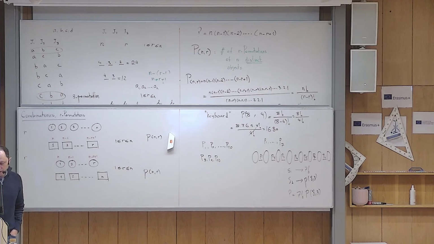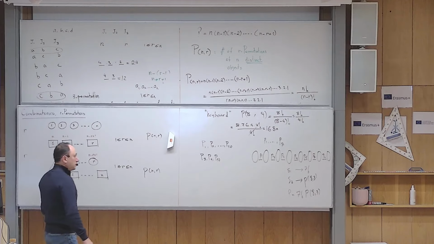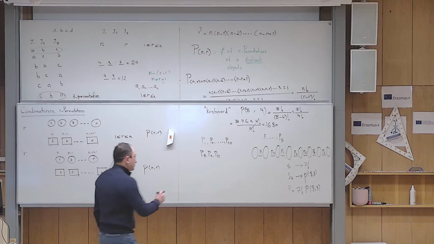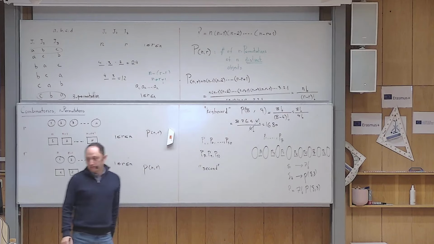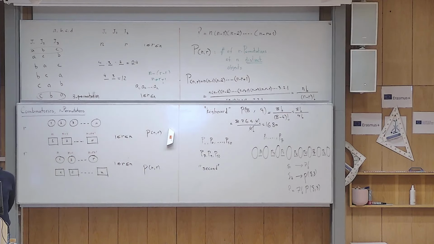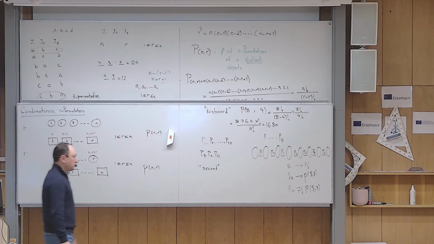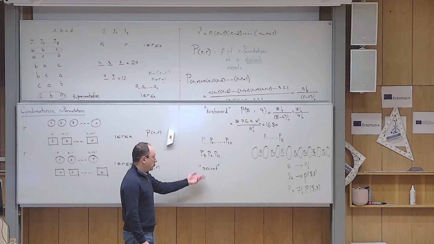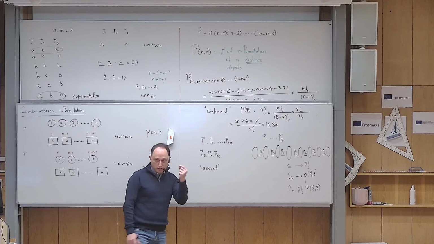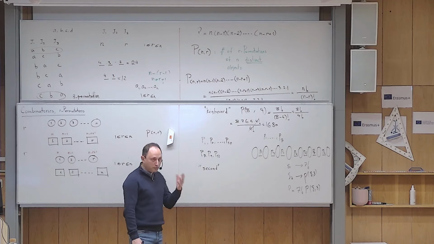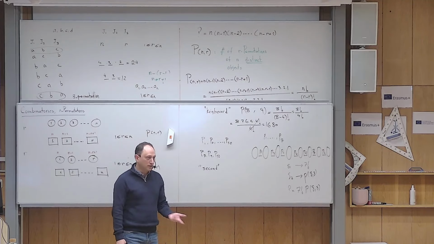How many permutations of the letters of the word SECOND? I want to wait for you this time, okay? We have the word SECOND, and I want to know how many permutations of the letters of this word there are such that the vowels are in even locations. I'm not asking how many 2-permutations or 3-permutations. I'm asking about the total number of permutations, but with one constraint. The constraint is that the vowels should be in even locations.